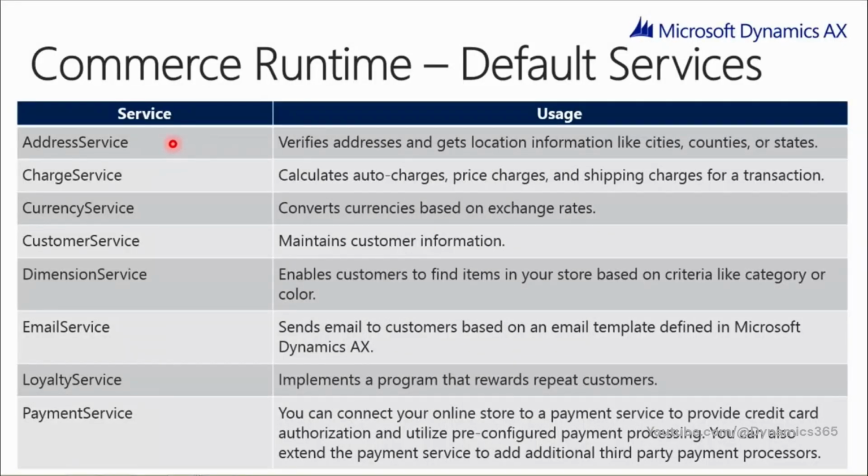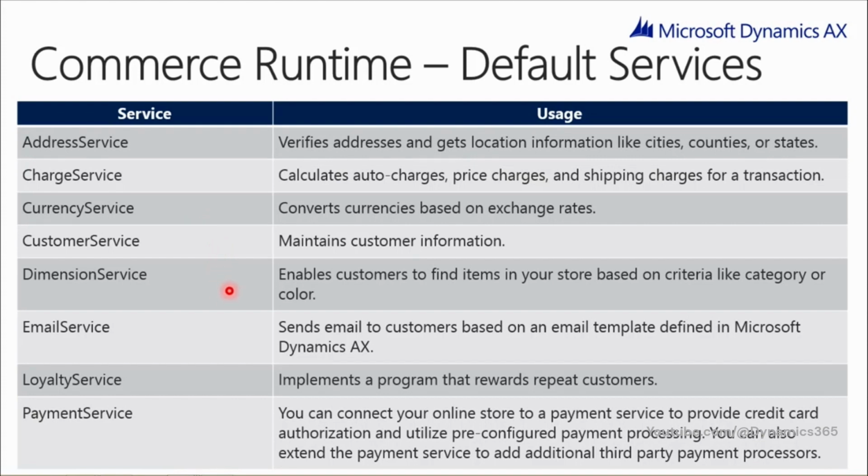In this lesson, we'll learn about the default services that are provided with the Commerce solution. The following are the CRT services available out of the box. Address service. Address service can be used to verify address and get location information like cities, counties, or states. Charge service. Charge service can be used to calculate auto charges, price charges, and shipping charges for a transaction. Currency services. Currency services can be used to convert currencies based on exchange rates. Customer service can be used to maintain customer information.